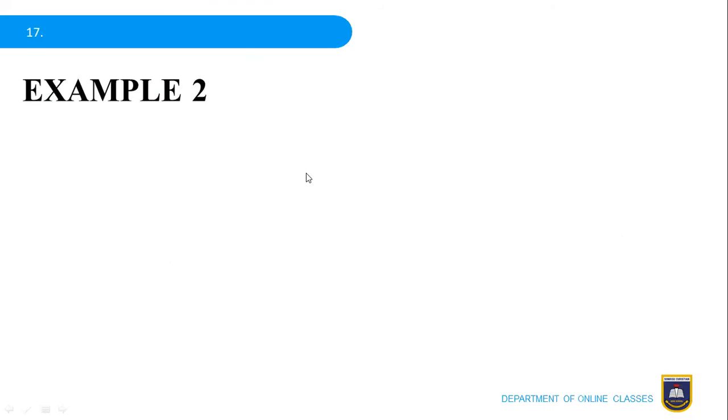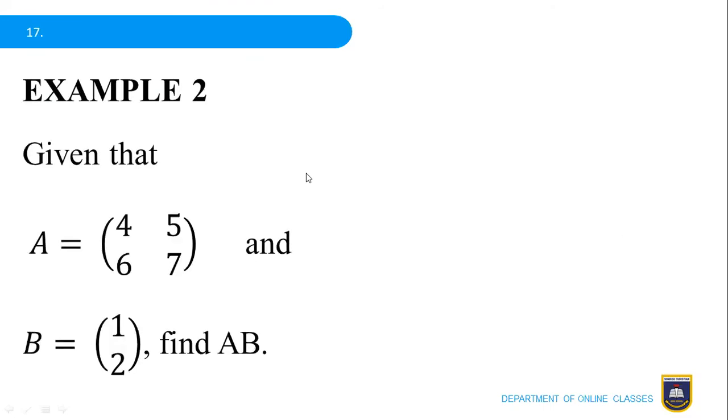Let's go to the next slide. Example 2. Given that A equal to 4, 5, 6, 7, and B equal to the vector 1, 2, find AB. Everybody should try that. Kudoda Queen, you will give us the answer to this problem.